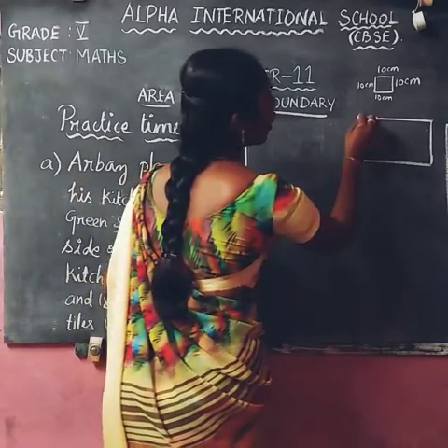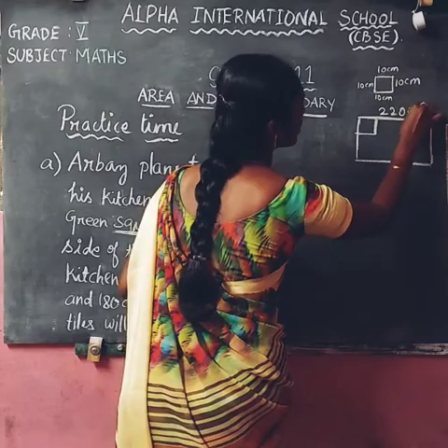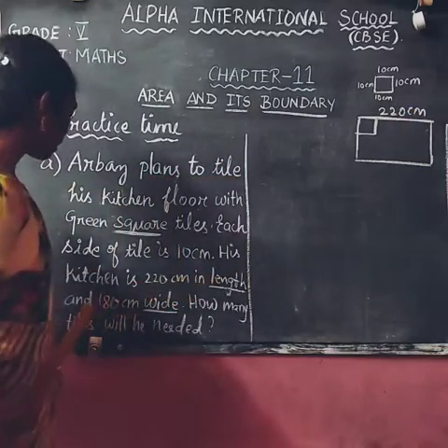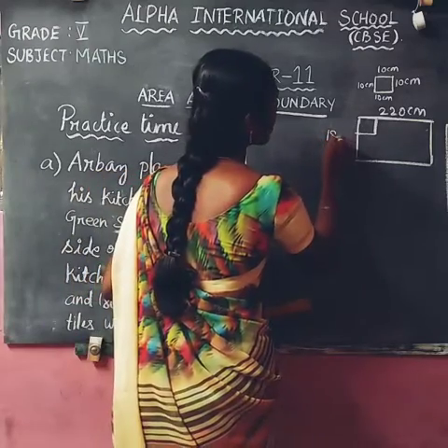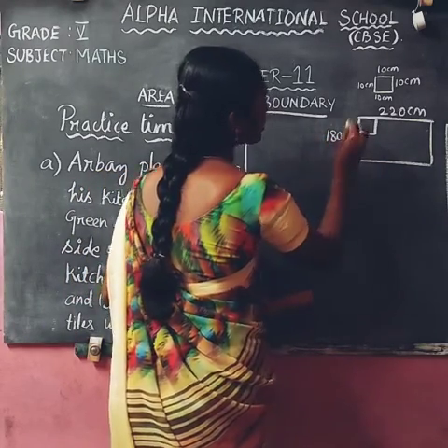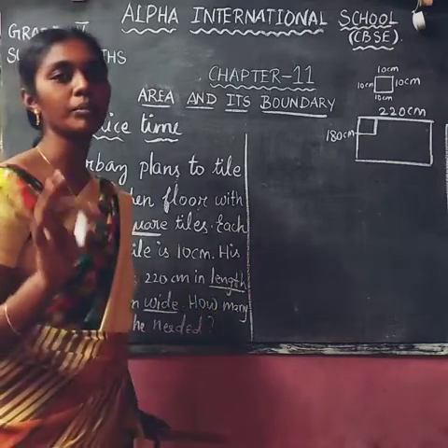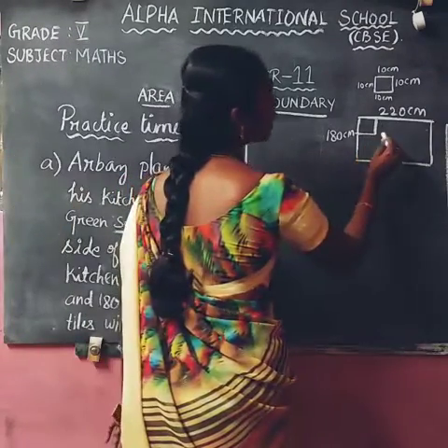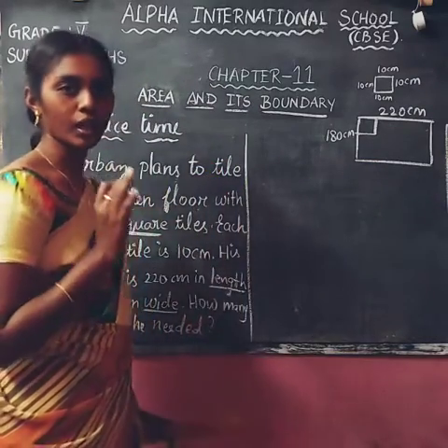The length is given. What is the length? 220 centimeter. Always we know the longest side is the length. So this is 220 centimeter, and the width, see here, the width is 180 centimeter. This is what they have given. How many tiles will he need? How many tiles are needed to complete this full kitchen? This is the question. First you understand the question.